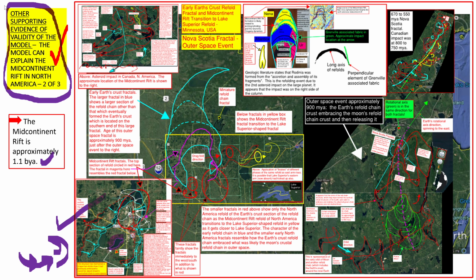Okay, other supporting evidence of the validity of the model. The model can explain the mid-continent rift in North America. This is the second of 3 slides. Mid-continent rift is about 1.1 billion years old. One little thing I didn't mention on the first slide, which is in the lower left here. You see this Boudin that I highlighted in purple. That's indicating, from the blue to the white, that movement.